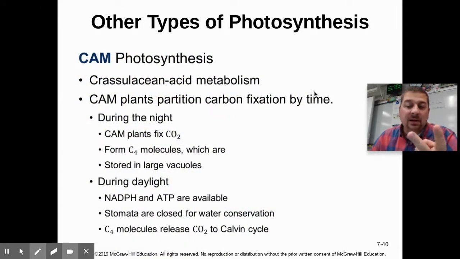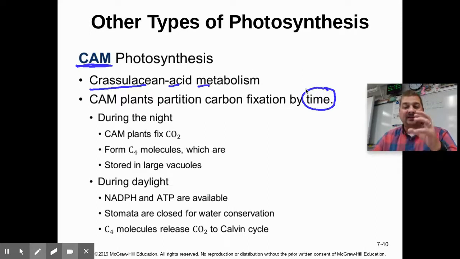The other type of photosynthesis is what we call CAM photosynthesis. CAM is crassulacean acid metabolism. What happens is this is carbon fixation by time, whereas C4 plants were by space. You had the bundle sheath cells and the mesophyll cells that provided a barrier, a space between the oxygen and where the CO2 was being fixed to RuBP.